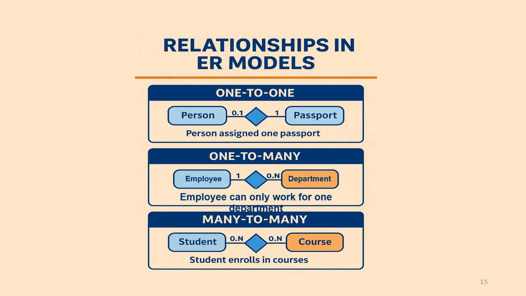We have three types of relationships. We have one-to-one, one-to-many, many-to-many. One-to-one, it's like a person with passport. The person can have only one passport for one country, and the passport can be related to only one person. Maybe you will ask, what's the zero here? The zero shows that this is optional.